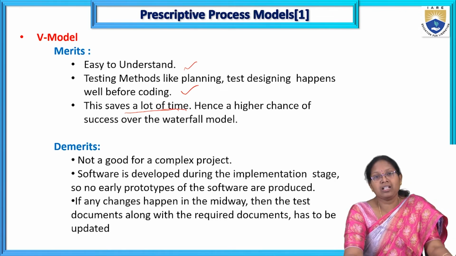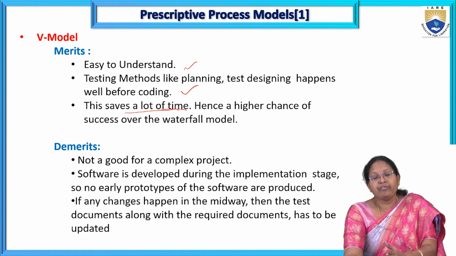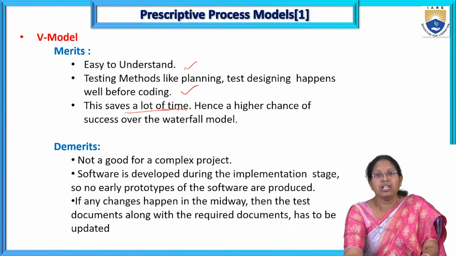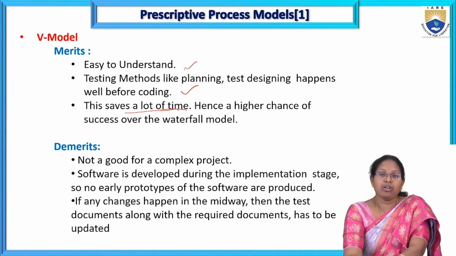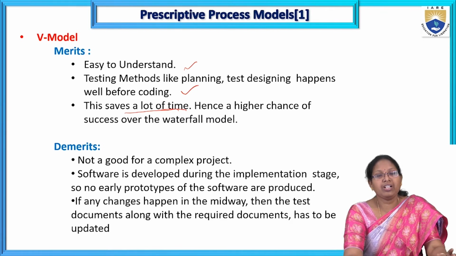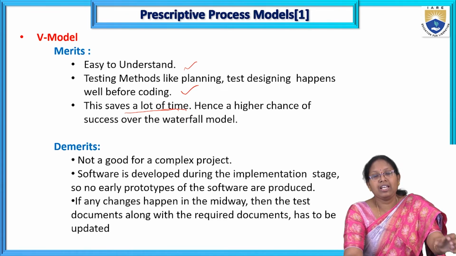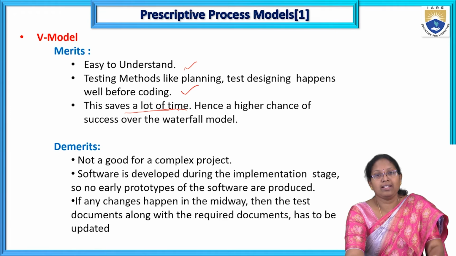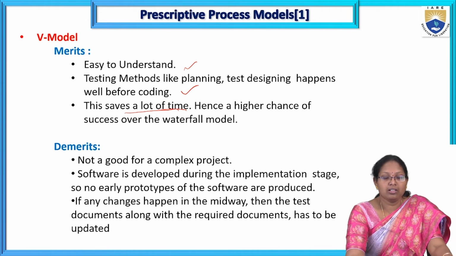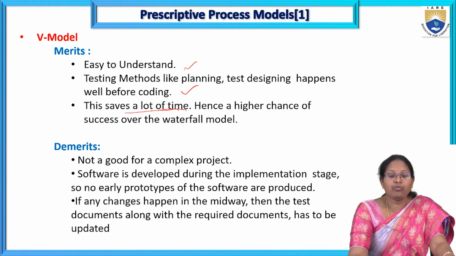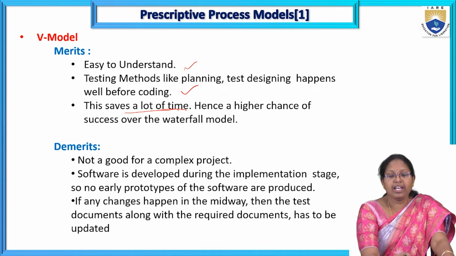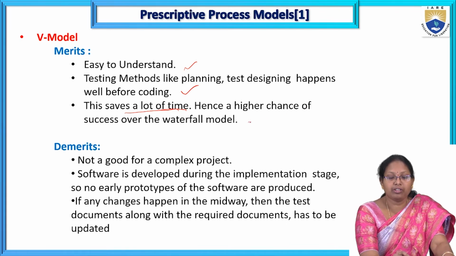In the waterfall model, all phases are completed and then we go for testing; if errors come, we go again from the first phase to the last phase. So it can take much time. But here each and every phase is verified before going to the next phase, so only those errors are rectified. That's why it saves a lot of time, hence a higher chance of success over the waterfall model.